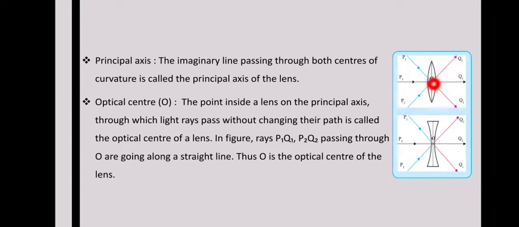They are passing through this particular point O and they are going in a straight line. This is also going in a straight line. This is also going in a straight line. Thus O is the optical center of the lens. So the point inside a lens, on the principal axis, through which the light will pass without changing their path is called the optical center of a lens. So here the optical center is point O inside the lens and on the principal axis. This is very important. Followed, students?